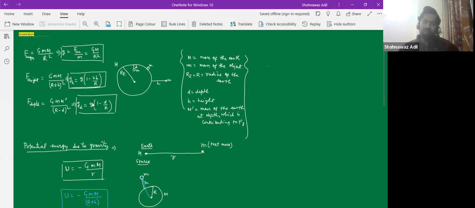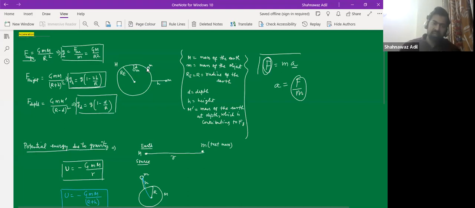Because the forces between the masses are changing, that is why you get different accelerations. Force is mass into acceleration, so if you change the force, then your acceleration will change. And simply you can calculate the acceleration by dividing by the test mass, these small m's are the test mass.